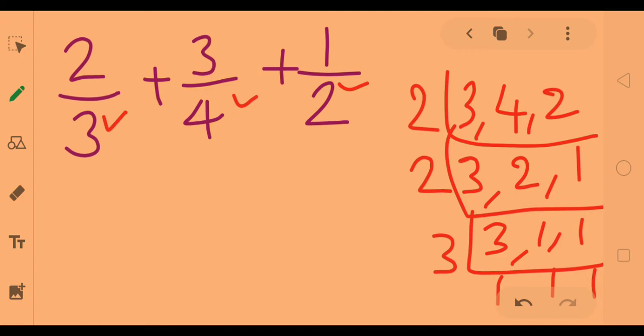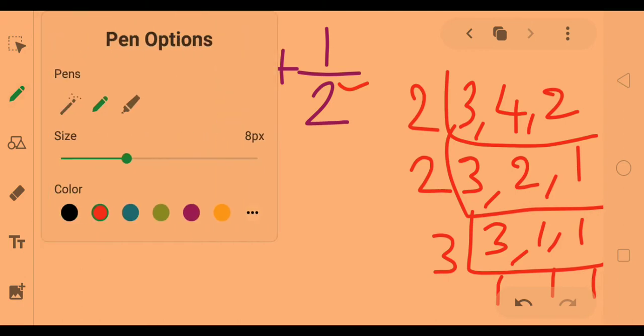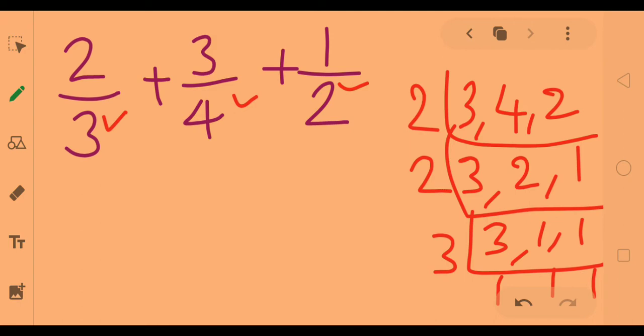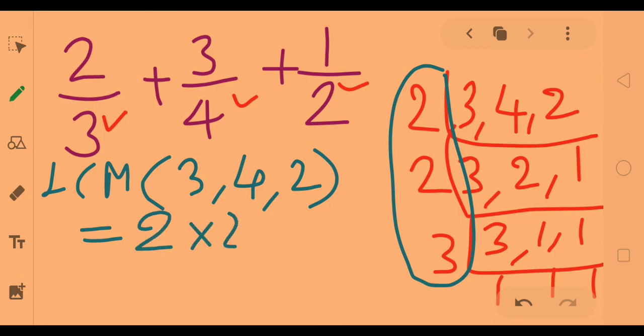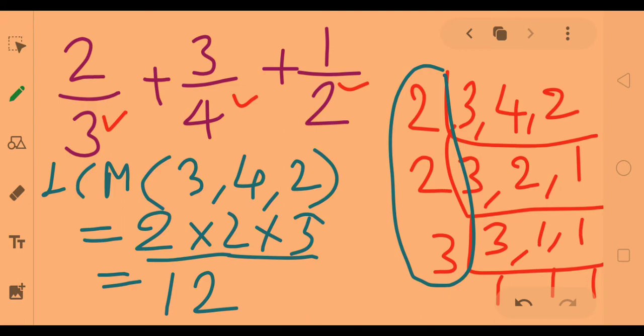So the LCM of the numbers 3, 4, 2 is the product of these divisors, 2 into 2 into 3. 2 2s are 4, 4 3s are 12. So the LCM is 12. So now let's work on it.